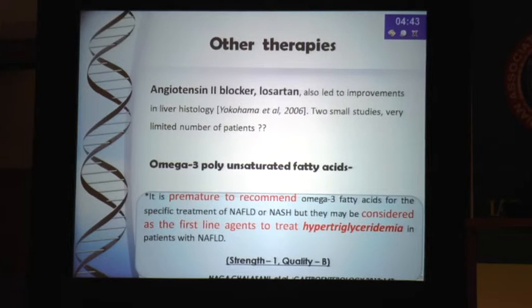Losartan has been tried in 2 studies. Good results, but patient numbers are very few. Similarly, omega-3 unsaturated fatty acid can be used in those with high triglycerides, but it is premature to recommend.